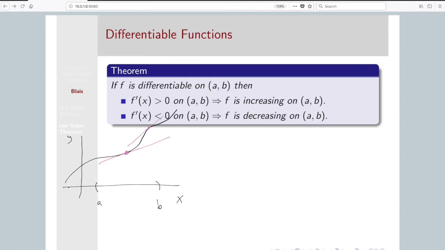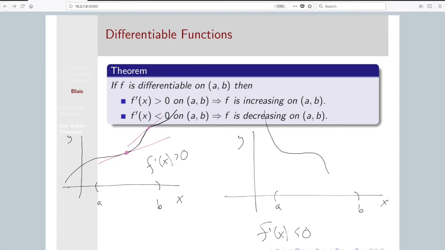Similarly, if f prime of x is negative on our interval AB, then at any point the slope of the tangent line has to have a negative slope. And the only way that can work is if the function is in fact decreasing or going down on that interval.